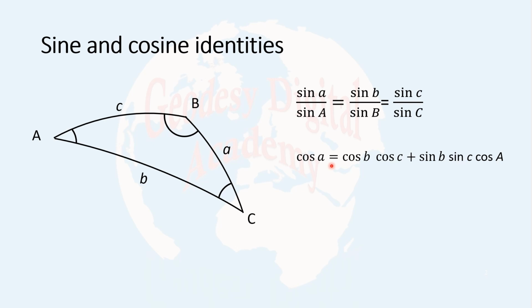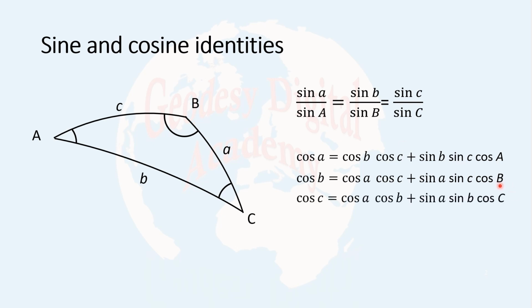So let us write another cosine rule for the arc b. Cosine of the arc b is equal to cosine of the arc a, cosine of the arc c, plus sine of the arc a, sine of the arc c, and cosine of the angle in front of the arc b, which is the angle B, as you see here.